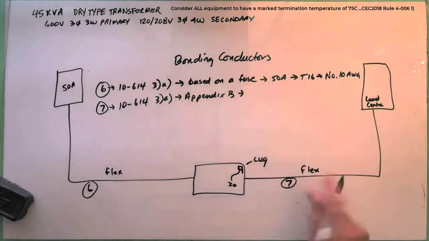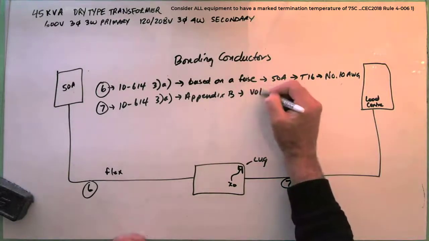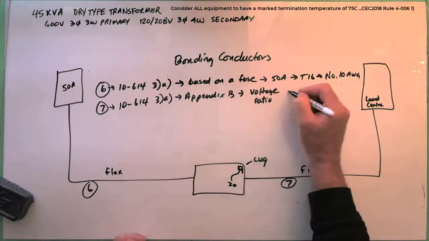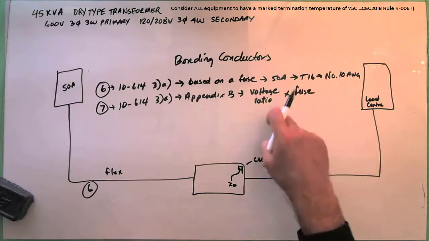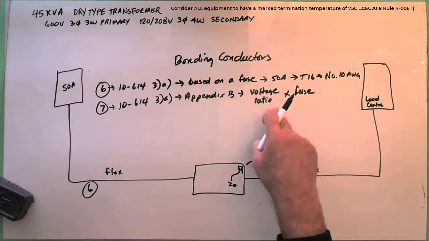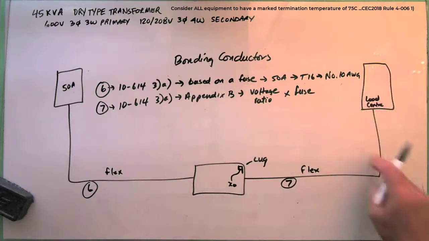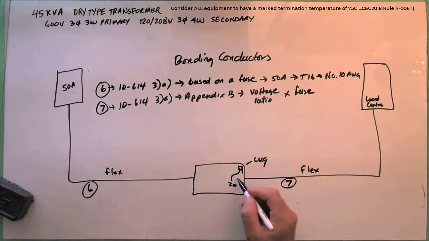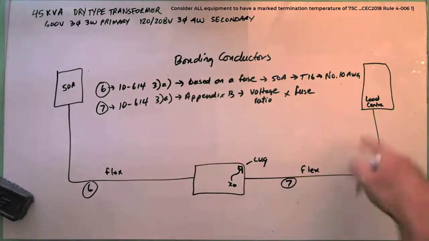So when I go to Appendix B, you know what it says? Use the voltage ratio times the fuse. This is one of the most popular formulas I found with transformers because you're using it to size the panel. You're using it to size the bond. You're using it to size even this one over here, this bonding jumper.